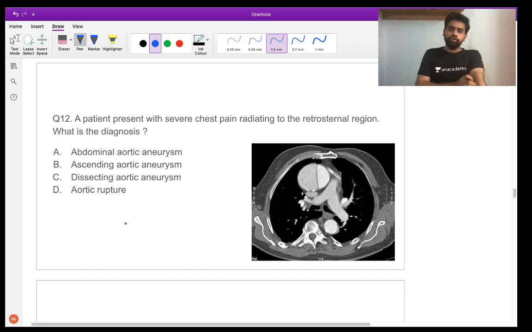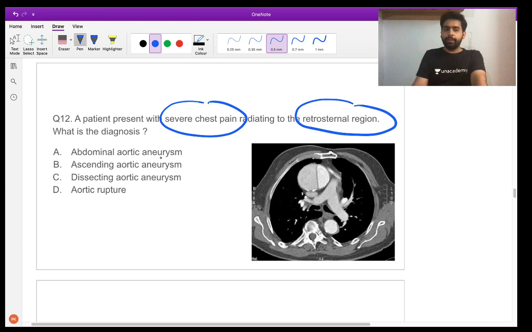A patient presents to you with severe chest pain radiating to the retrosternal region. What is the diagnosis of this particular patient? Is it an abdominal aortic aneurysm, ascending aortic aneurysm, dissecting aortic aneurysm, or an aortic rupture? What is the answer to this question, guys? Shrikar, Danish, Jyoti, what is the answer?